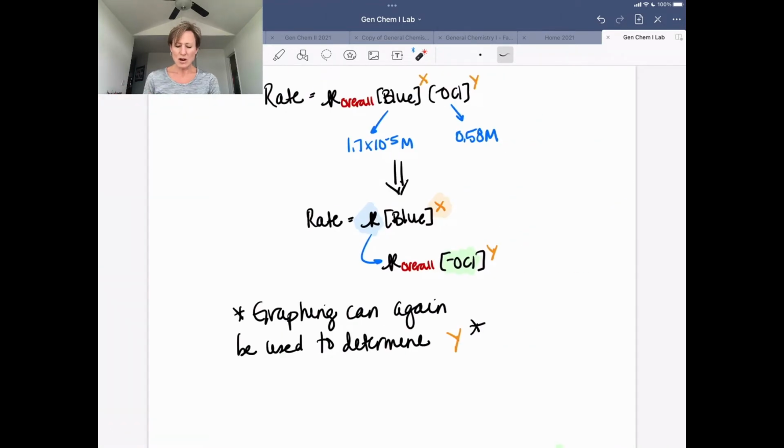Summarizing, this was our overall rate expression for the reaction that we did. Because these concentrations were so different, we were able to merge this together and have an effective reaction rate that only reflects the order with respect to our blue dye. Now we're going to use another set of data to determine y, and then also our overall rate constant. So stick with me here. We're going to talk about how we do that.